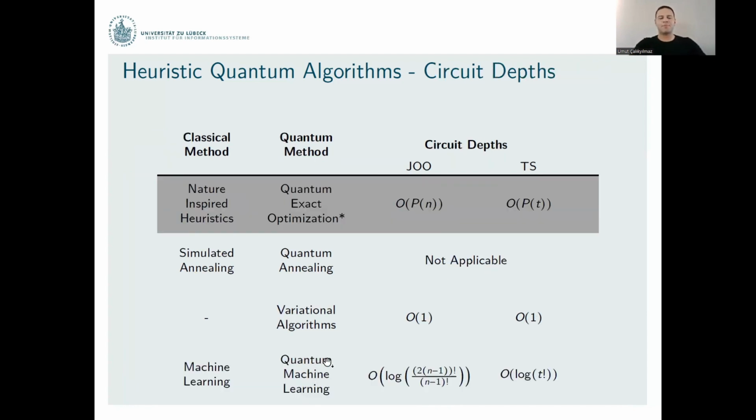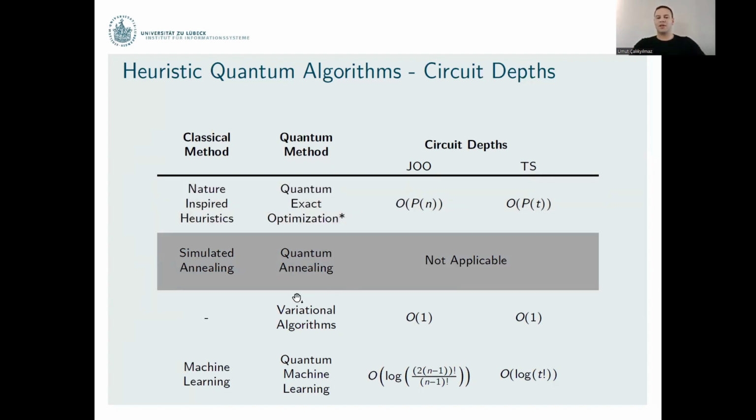Now let's look at the circuit depths. As I said, in quantum exact optimization for nature-inspired heuristics, we are going to apply only a constant number of function evaluations. So the circuit depth will be a constant times the complexity of one function evaluation. Quantum annealing does not run on a circuit-based quantum computer, so its circuit depth is not applicable. It runs on a quantum annealer, and a quantum annealer takes the computation time as a parameter, and it changes the precision of the calculation.